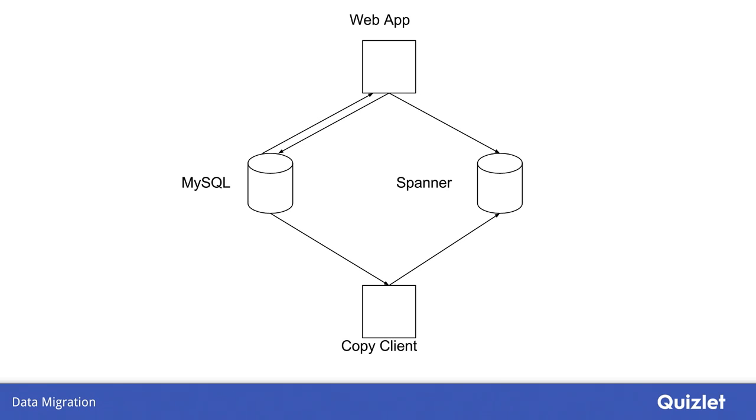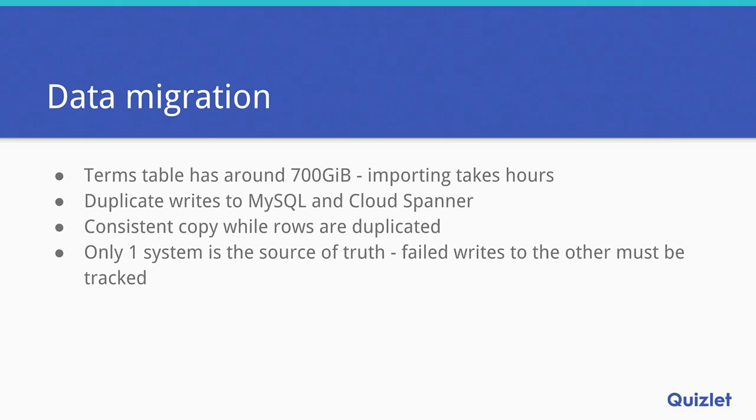So we send writes there as well. That means mutations to our models go to both systems. While that's happening, we then run a copy client in the background that copies data over into Spanner, and eventually you end up with a very consistent data set. This is a little tricky because only one system can be the source of truth. And so if the write fails to the other one, you need to know that. You then have a data inconsistency. So for us, this just means tracking those failed writes and ensuring that both systems are consistent.